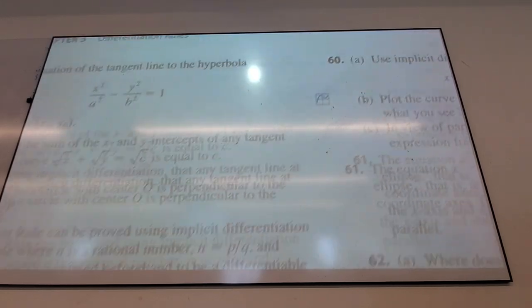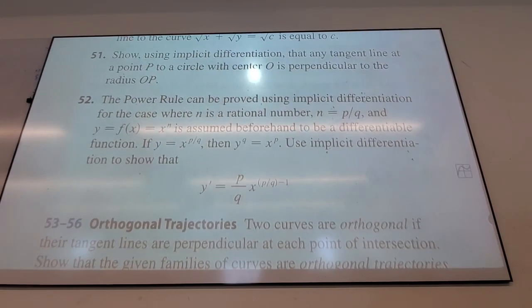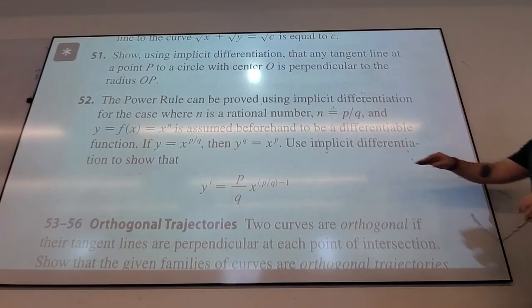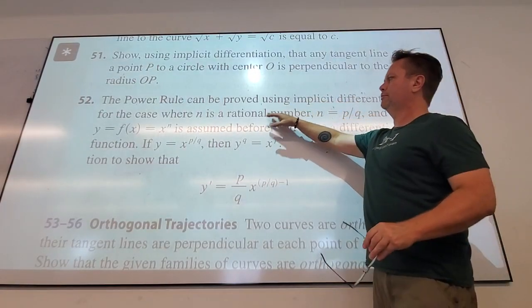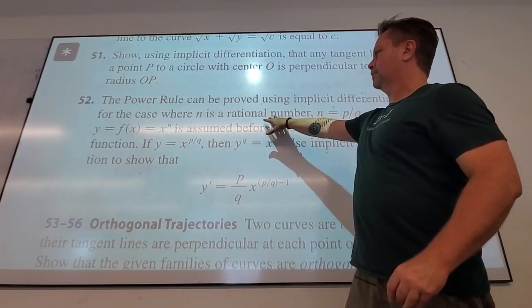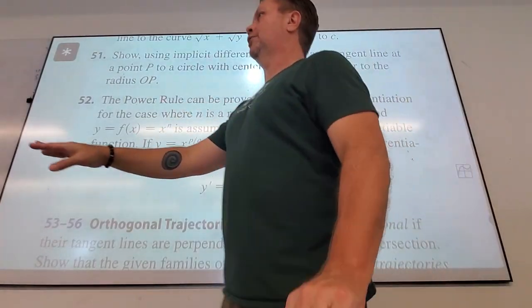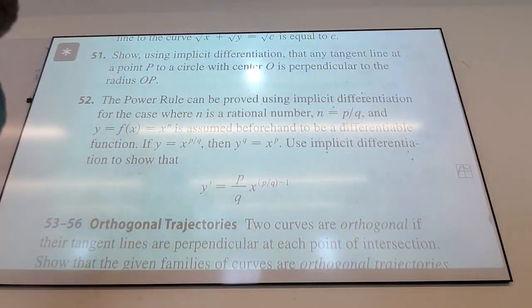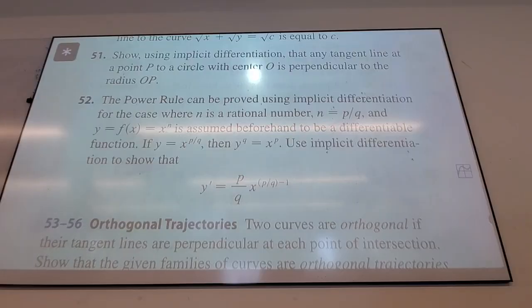This one's cool. This one's not too crazy, but it's a little crazy. Yeah, so it's like a proof of the power rule for rational numbers. And that's something that I sort of glossed over. One reason I did that is because I knew I was going to assign this, so I was going to have you guys prove that it works for rational numbers.